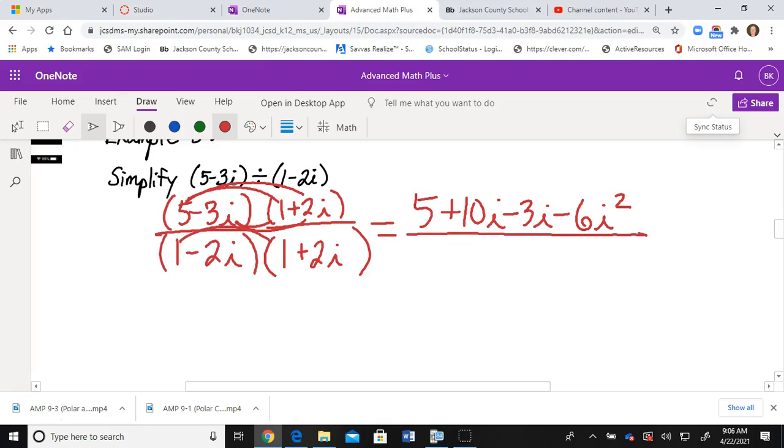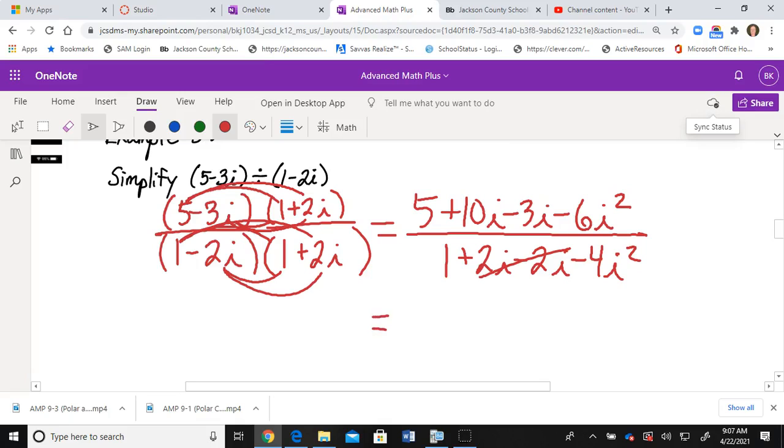On the bottom, same process. 1 times 1 is 1. I'm going to do this the long way, but I want you to understand the middle numbers are just going to cancel out every time. 1 times 2i is positive 2i. Negative 2i times 1 is negative 2i. And negative 2i times positive 2i is negative 4i squared. So these two in the middle cancel, because we're multiplying by the conjugate. That's always going to happen if you're multiplying by the conjugate. So then you just simplify.